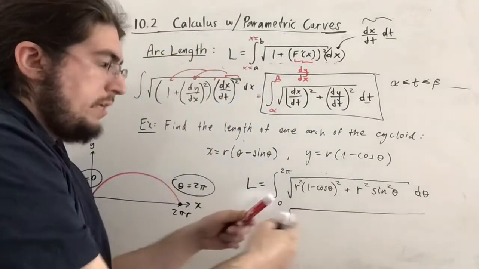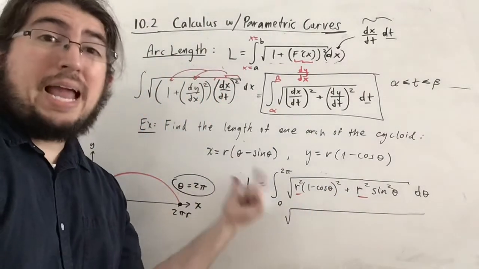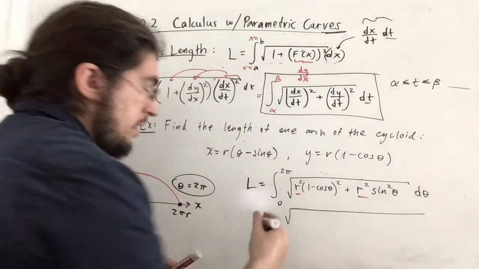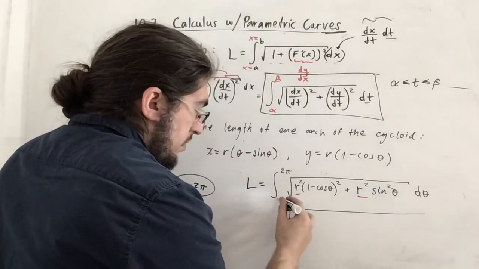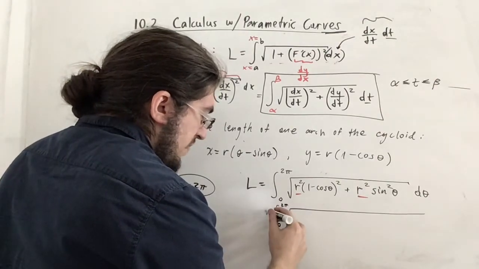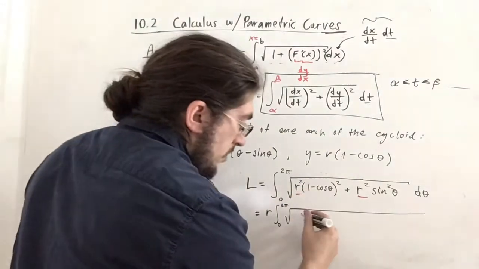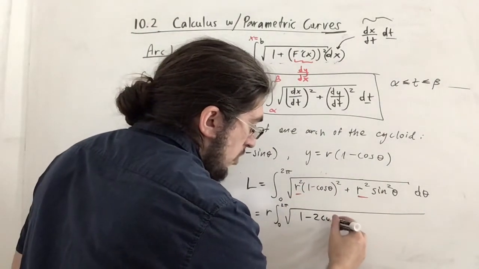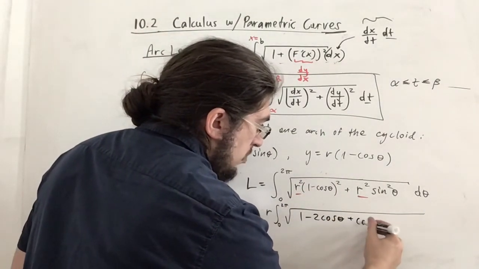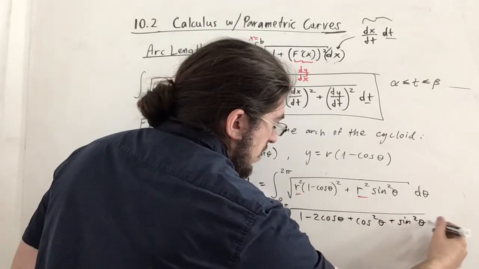So r squared is what they both have in common. In fact, you can pull that out of the radical and out of the integral by square rooting r squared. So outside of this integral, we have just r now. And if you actually expand 1 minus cosine all squared, that's 1 minus 2 cosine plus cosine squared, and then we have plus sine squared, and then d theta.